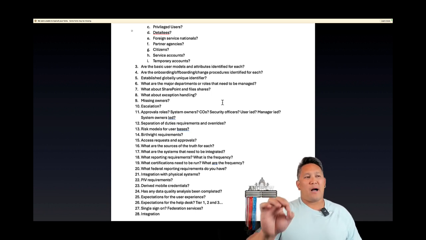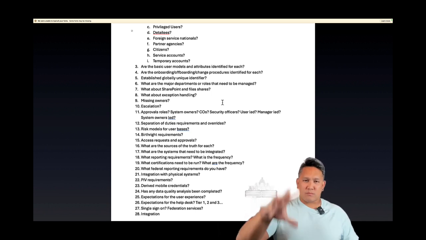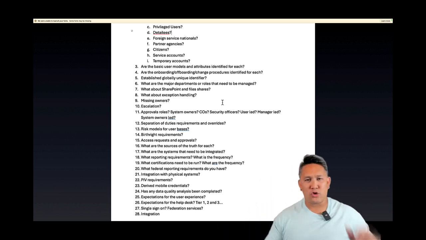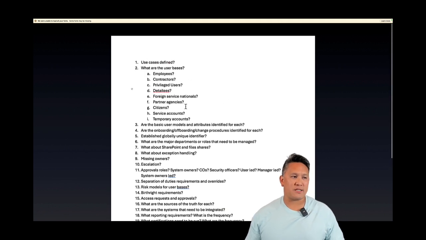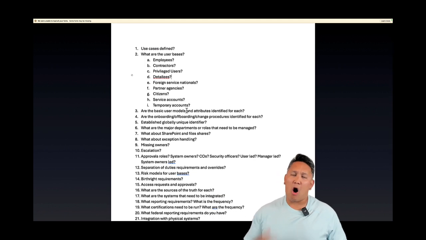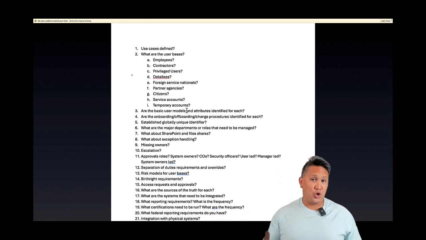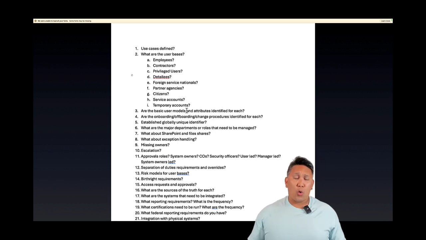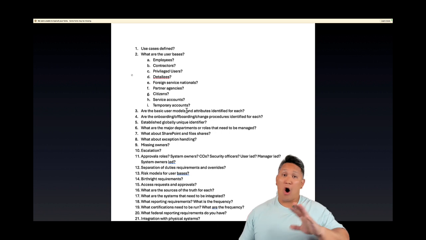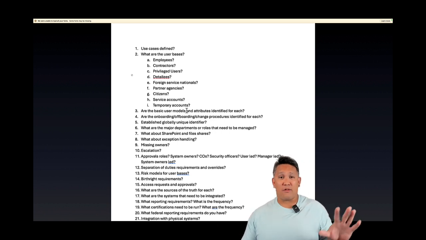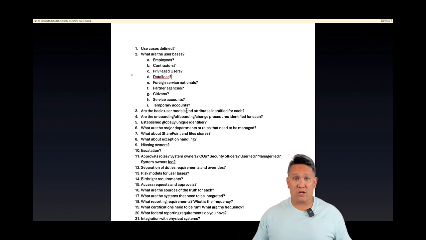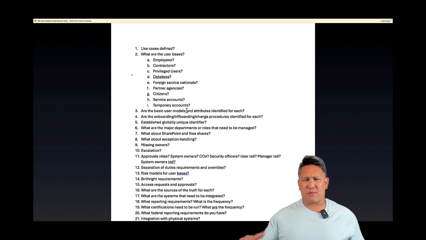Are user base models and attributes identified for each? So when it comes to the users up top here, we talked about these user bases, and number 3, are there attributes that you can use? Or do you need to have them created? Or do they need to be transformed? That happens a lot, with all of them, because there are sometimes gaps. You don't have attributes. You need to recreate them. And sometimes they're not the prettiest.